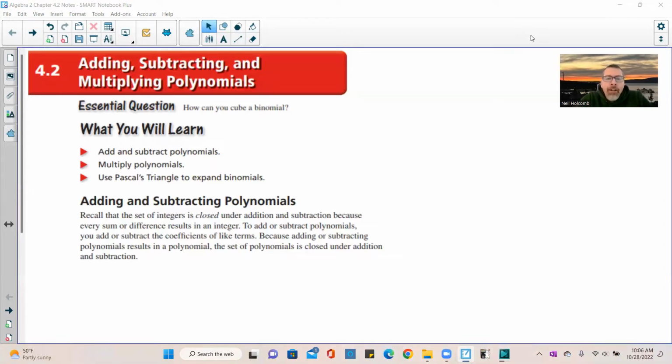Okay, so to add or subtract polynomials, you add or subtract the coefficients of like terms. Because adding or subtracting polynomials results in a polynomial, the set of polynomials is closed under addition and subtraction. Okay, so let's take a look.